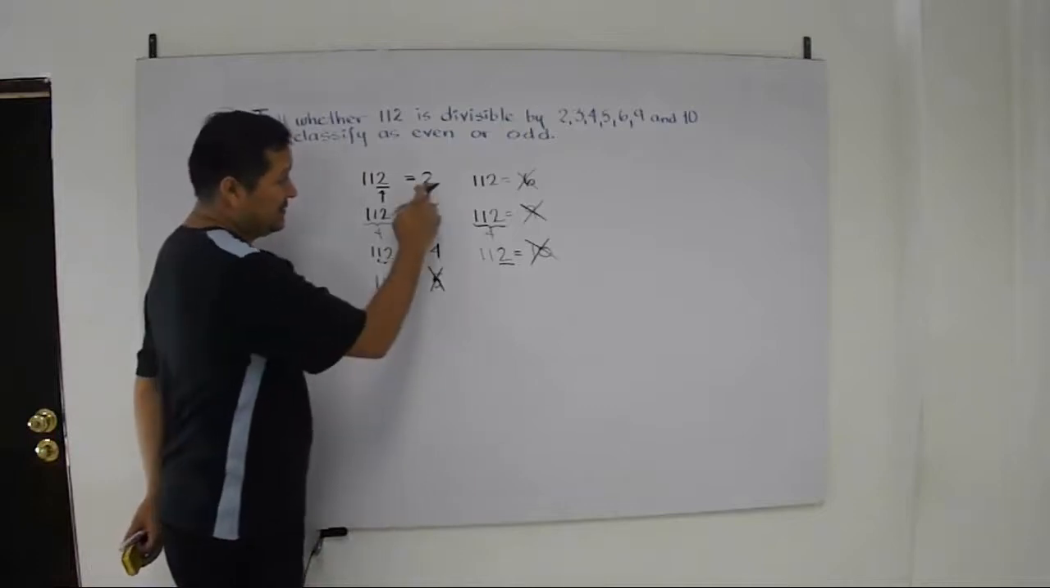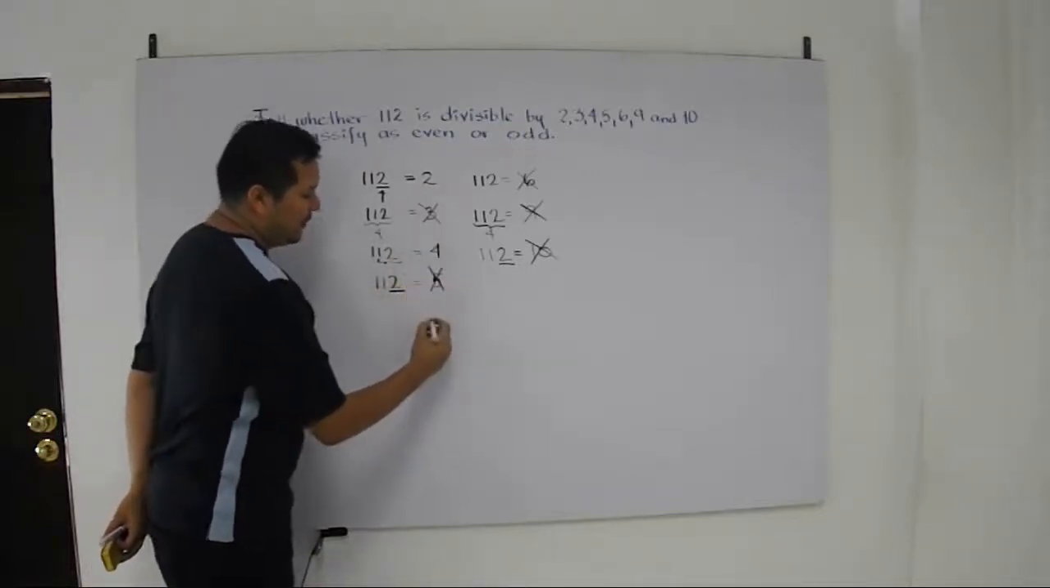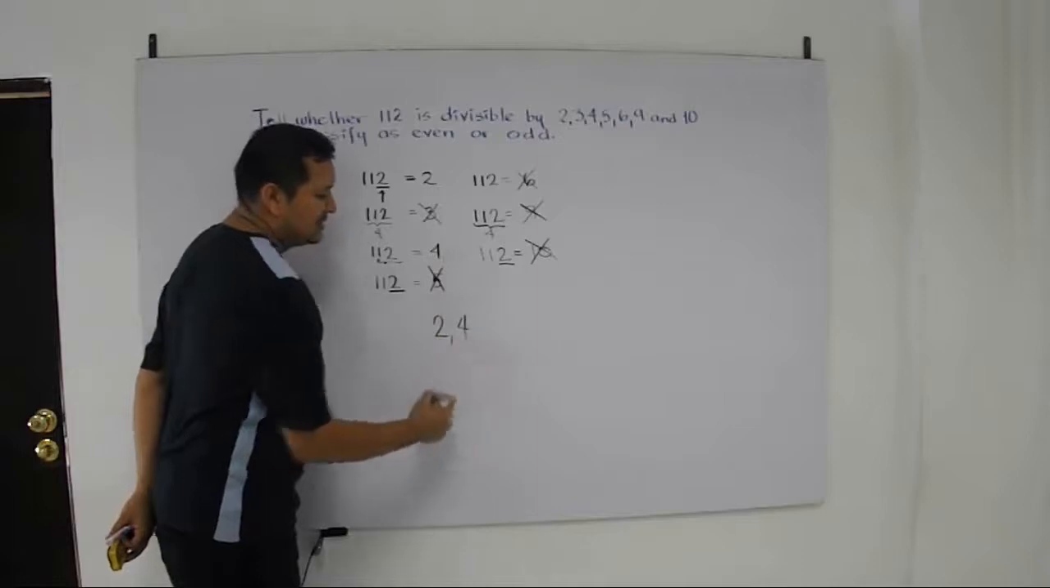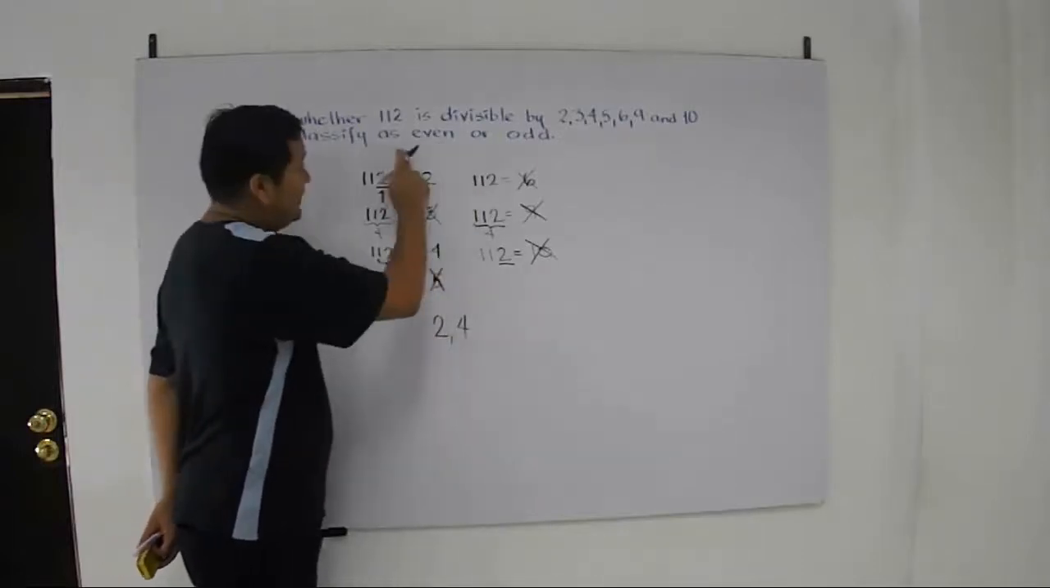Finally, we can say that the number is divisible by 2 and by 4. And because it's divisible by 2, we can say that it's even.